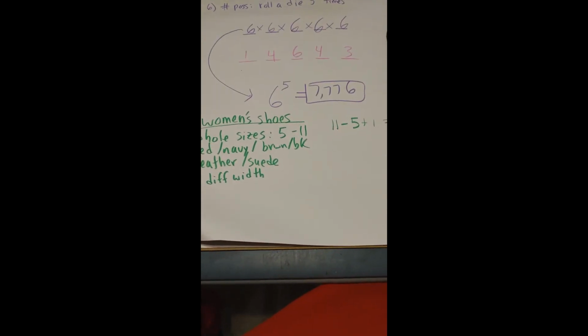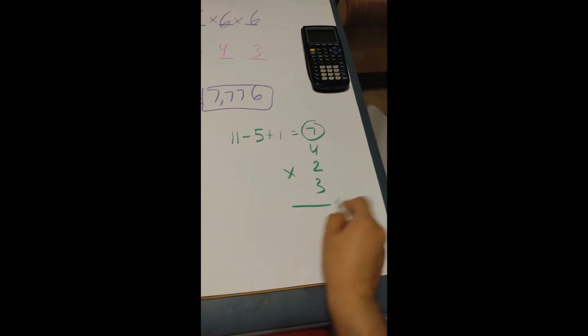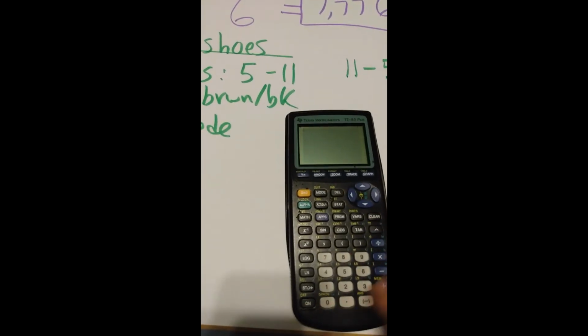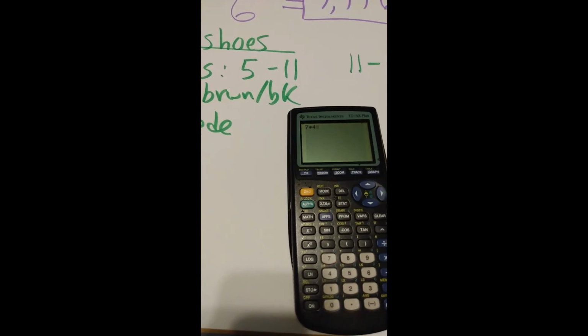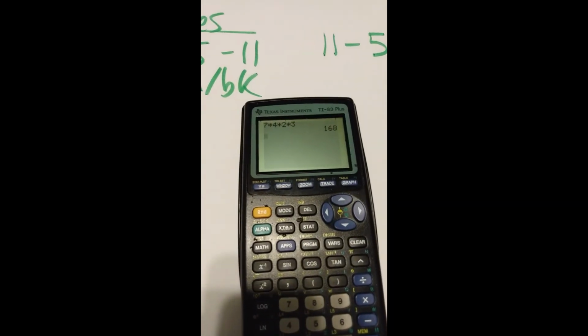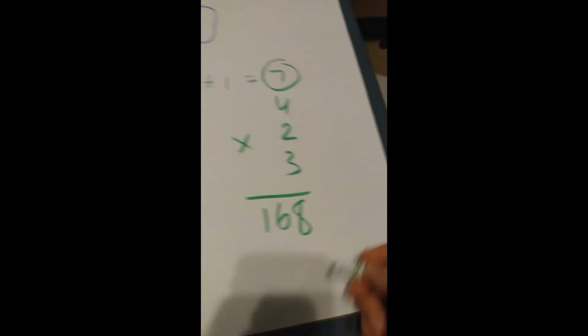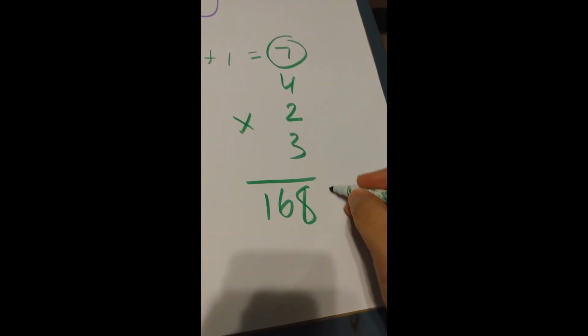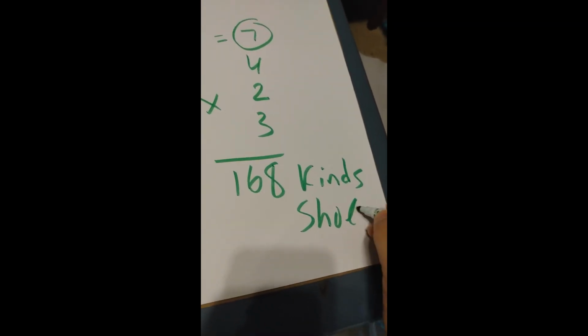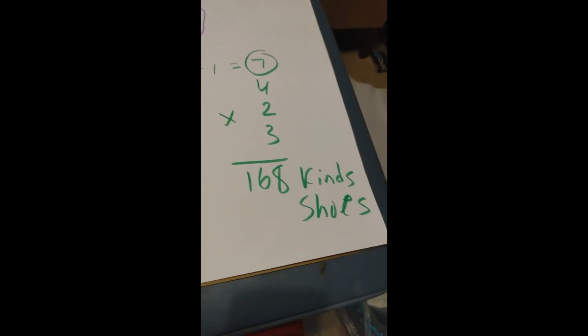There are 3 different widths. So here I have my multiplication problem that is going to use the counting principle. 7 times 4 times 2 times 3 is 168. So there's 168 different kinds of shoes that ladies can choose from here in the women's department for the shoes.